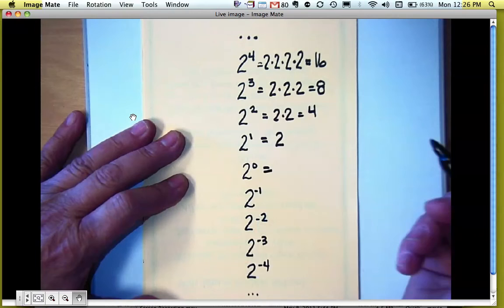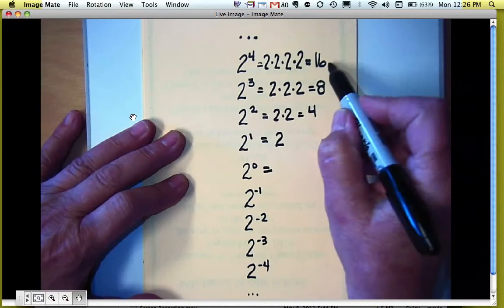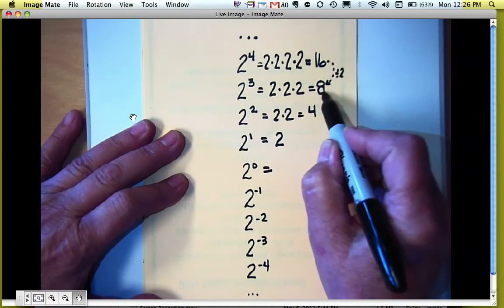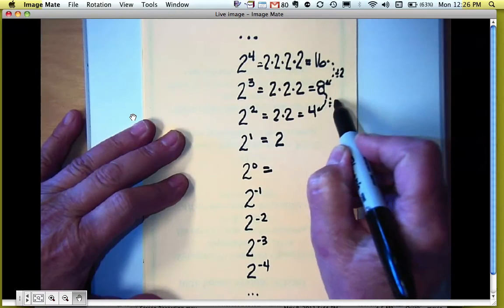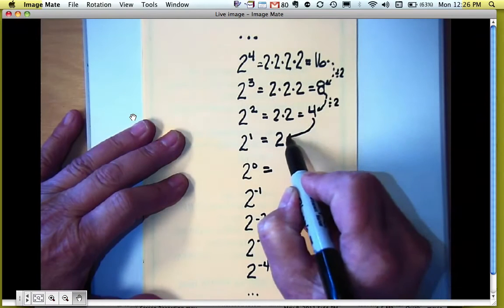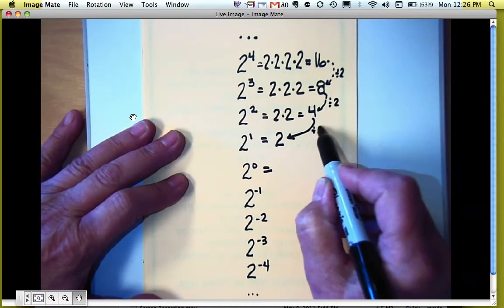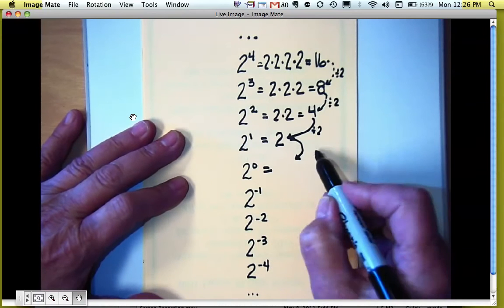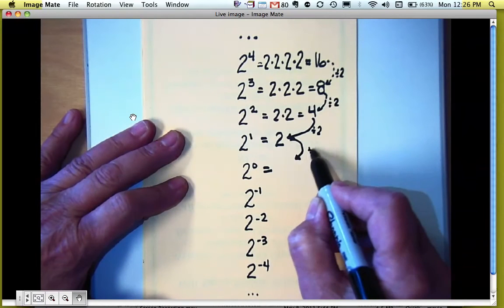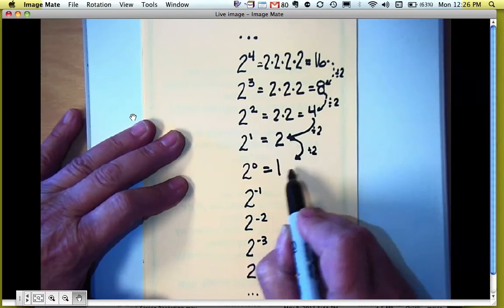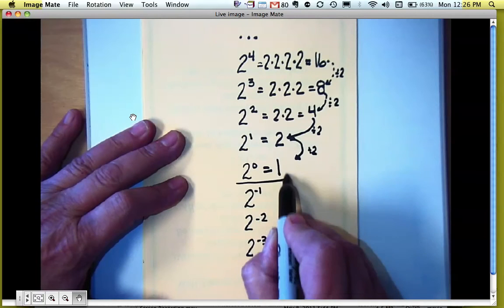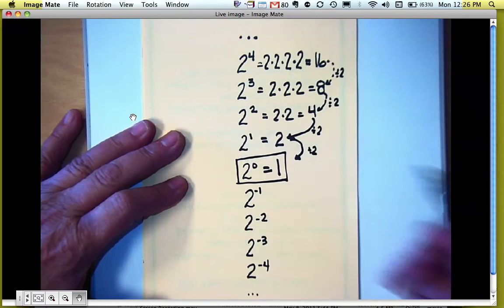2 to the 0 sometimes confuses people, but if you note, if I take 16 and divide it by 2, I get 8. Divided by 2 is 4. 4 divided by 2 is 2. So if I continue the pattern, remember math is all about patterns, 2 divided by 2 gives me 1. So 2 to the 0 power is 1, just as any other number to the 0 power is 1.